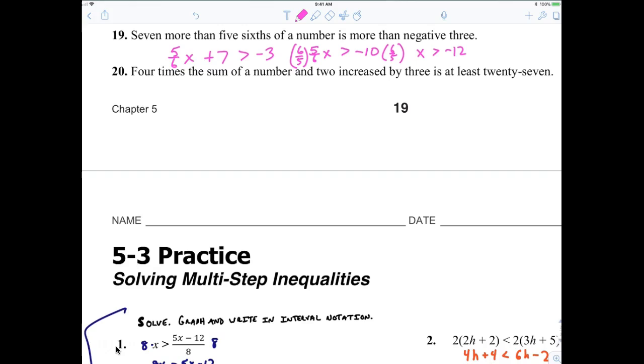All right, now I want to underline this because here's the problem that's on most standardized tests. 5 times the sum. If you remember, when you see 2 operations in a row, that means it requires a what? Parentheses. Yes. So I have 4 times the sum of a number n plus 2, increased by 3, plus 3, is at least, so greater than or equal to.